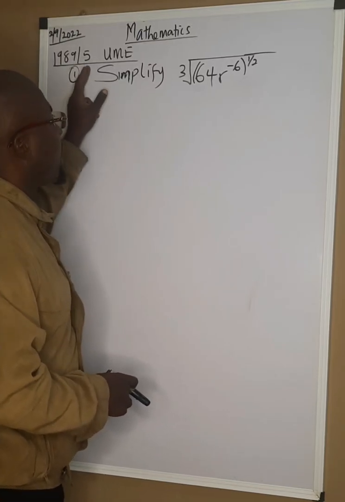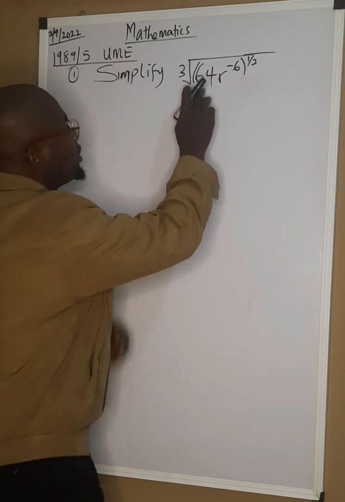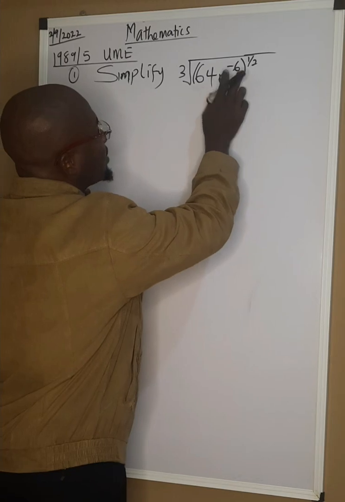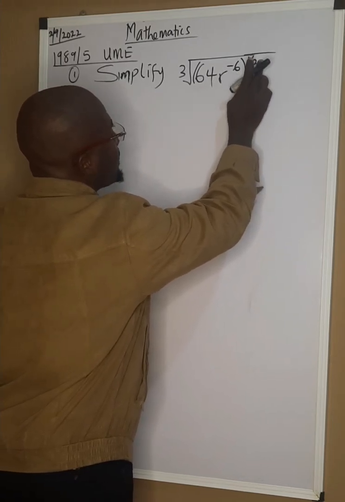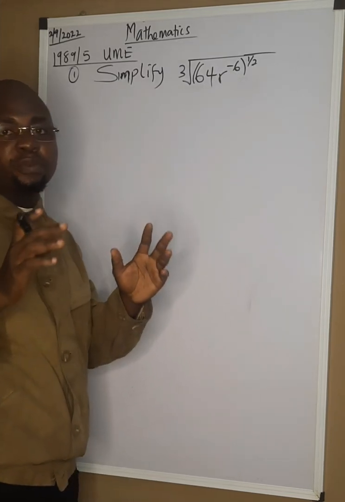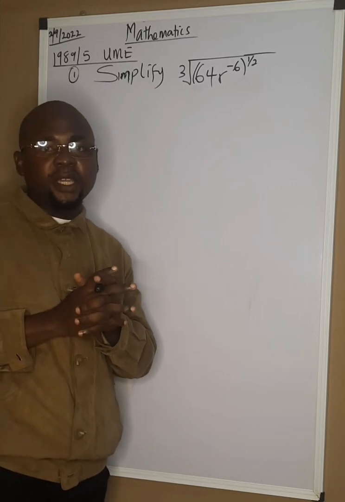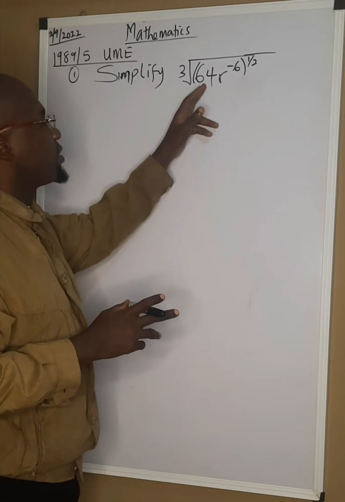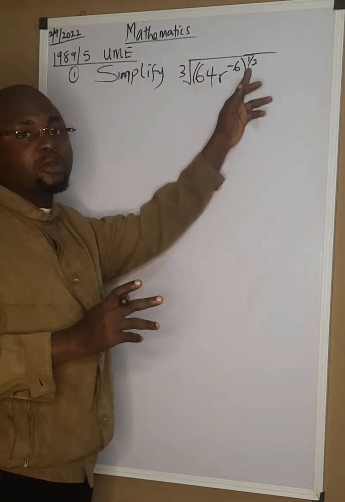1989, question number 5. It says simplify: the cube root of 64 r^6 in brackets raised to power 1 over 2. When you want to solve this question, the first thing you must put into consideration are the laws of indices.